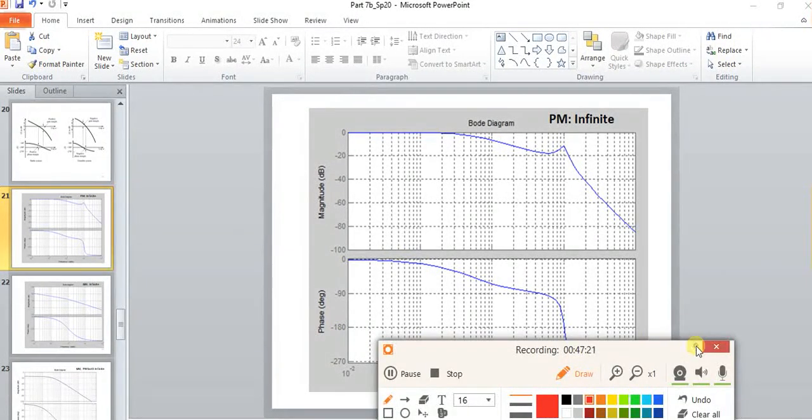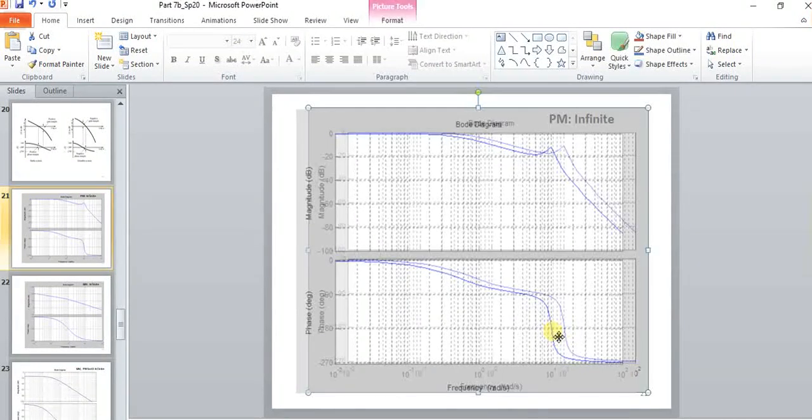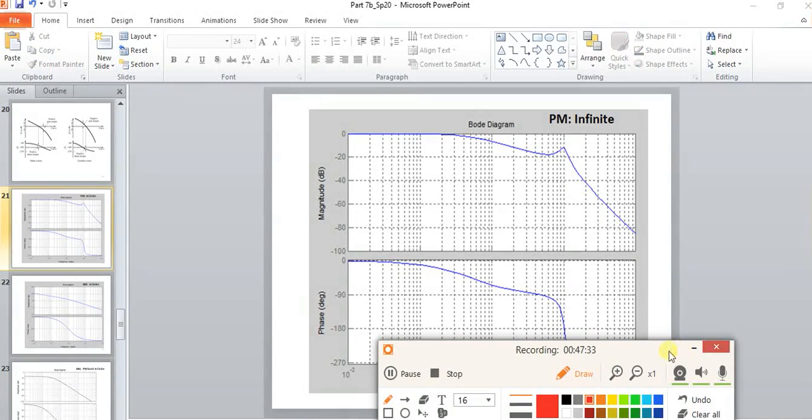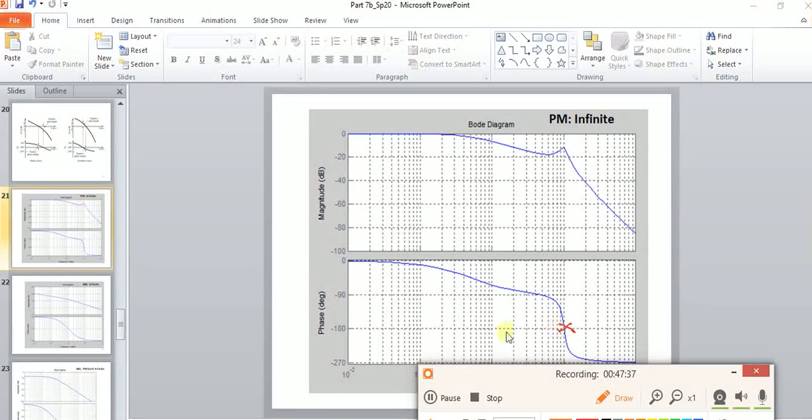Now this is the place where the phase curve intersects this minus 180 line. Now from this point go straight up till you meet the gain curve. Here you are meeting the gain curve. Here, the gain is below 0 decibel because 0 decibel is here, so you are below 0 decibel. That means the gain margin is positive.